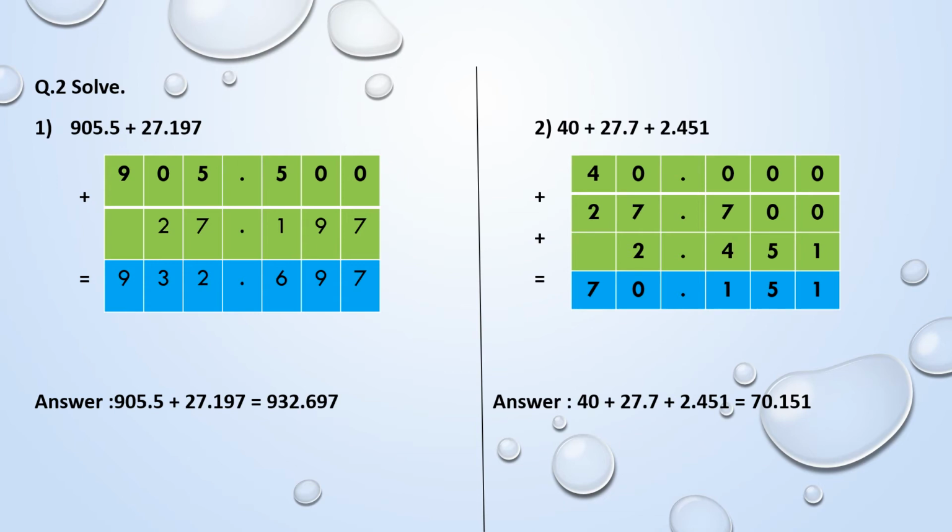Question 2. Solve. First, 905.5 plus 27.197. So when we are adding it, 905.500 plus 27.197, the answer is 932.697. Second, 40 plus 27.7 plus 2.451. So when we are adding it, the answer which we are going to get is 70.151.